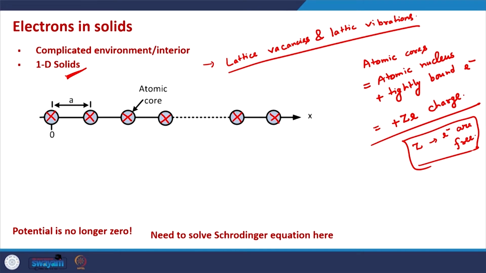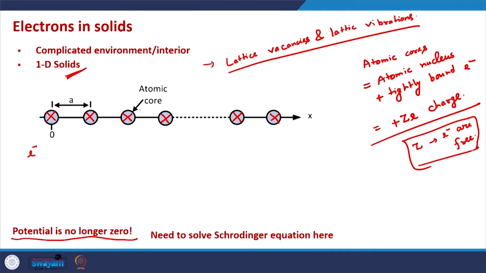Now, if an electron exists in this system where there is a chain of atomic cores, and we bring one electron here, we will try to see how an electron will behave in this particular system. As we can see, in this system also, like the particle in a box system, the potential is no longer 0. There will be some potential that the electron will feel because of the atomic cores.